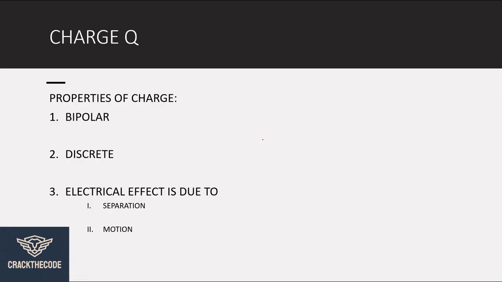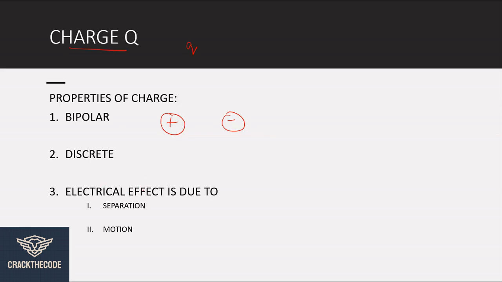All the electrical phenomena happening around us are due to the charge Q. So before we proceed with circuit theory and different types of elements, we need to talk about the properties of charge. Here are the three properties of charge. First, charge is bipolar. That means charge can exist as both a positive and a negative quantity. Next, charge is discrete, which means that you can consider charge as independent individual units.